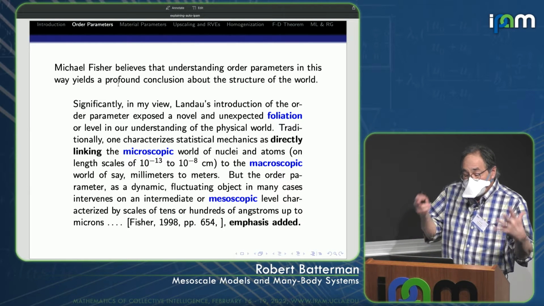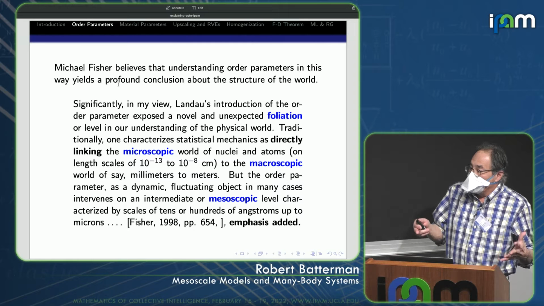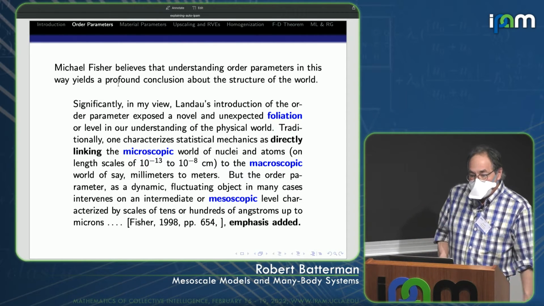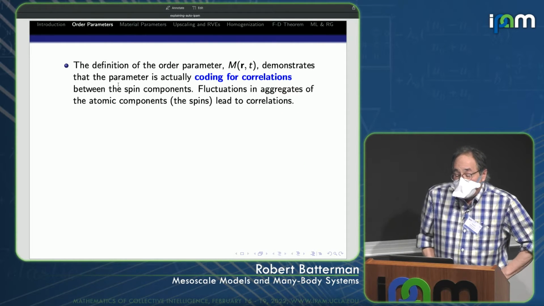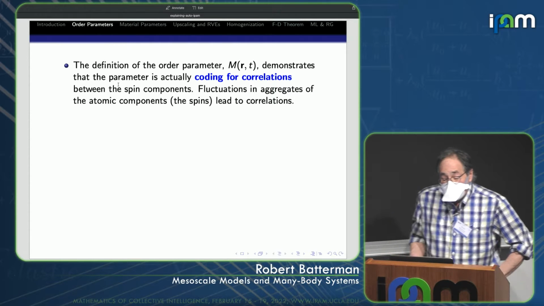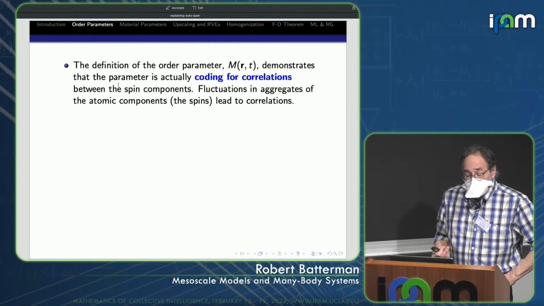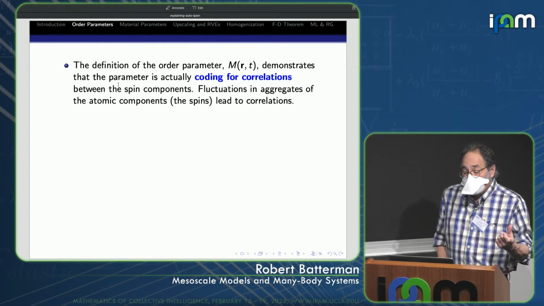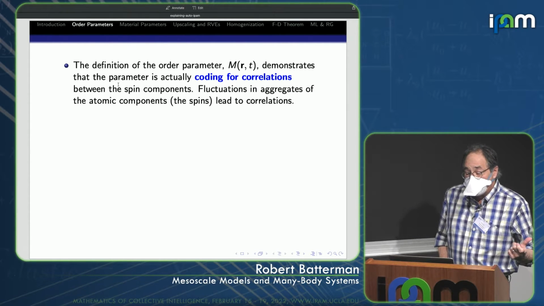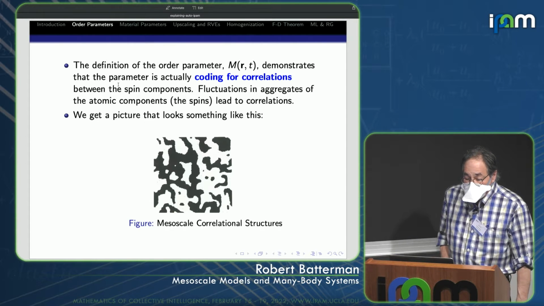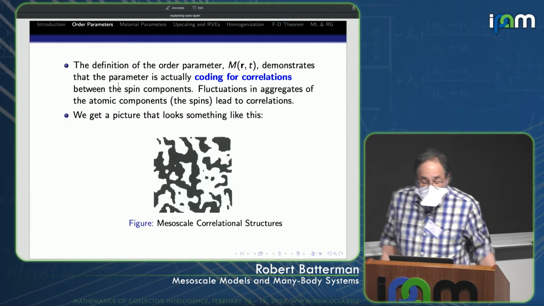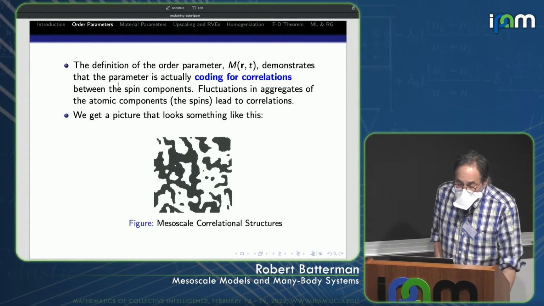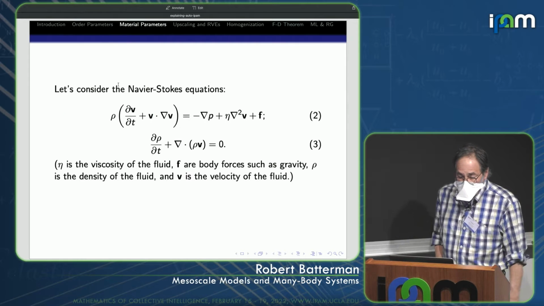So I want to stress that this traditional approach of directly linking is the reductionist approach that I'm saying isn't going to be able to answer our questions. The definition of the order parameter demonstrates that the parameter is actually coding for correlations between the spin components. Fluctuations in aggregates of the atomic components, the spins, lead to correlations. And we get a picture that looks something like this. You can think of the black regions as regions of up spins, etc. So they're correlated with one another.